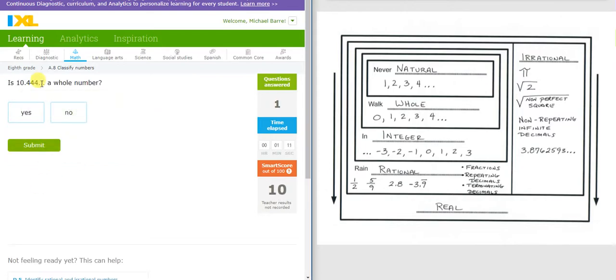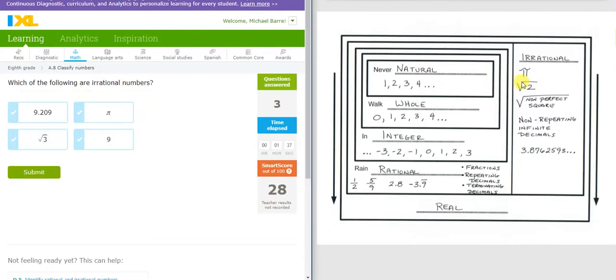Okay, our next one is 10.444 repeating. A whole number? Well, whole numbers, look over here. Whole numbers don't have any decimals in them, so it's not a whole number. Natural numbers are like 1, 2, 3, 4. No, that's not a natural. That's a natural right there. No, that's rational. That guy's an integer.